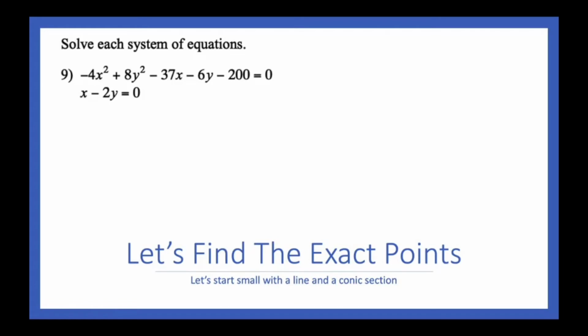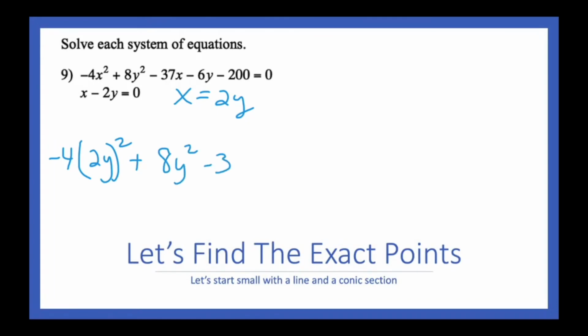We're going to solve this by substitution. Solve that for x by moving the 2y to the other side. We'll have x equals 2y. We will then plug that 2y in for every x we see in that equation. Negative 4 times x squared, which is now 2y squared, plus 8y squared, minus 37 times the x, which is 2y, minus 6y minus 200 equals 0.